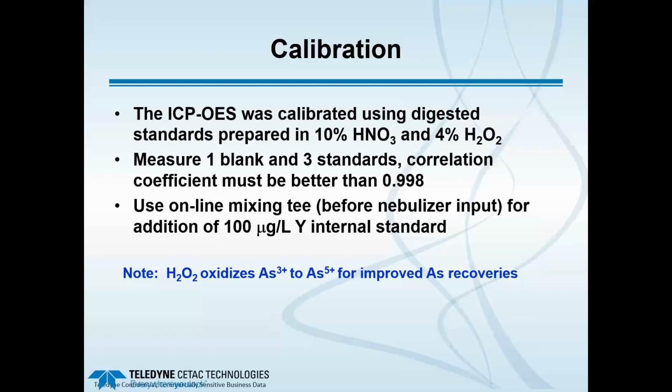Now, I do want to note the use of the hydrogen peroxide. That, of course, aids in the digestion of the organic materials. It also oxidizes one of the primary elements we want to look at, and that's arsenic. And it oxidizes all of the arsenic from arsenic 3 to arsenic 5. This helps improve transport of the arsenic through the ultrasonic nebulizer, and of course then gives us improved arsenic recoveries. So that's an important point.